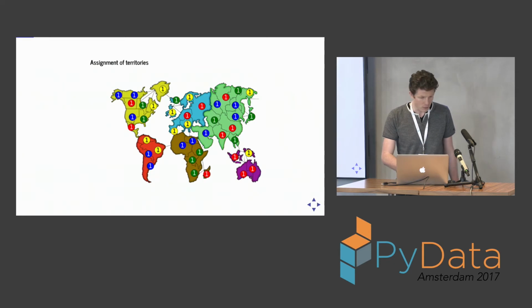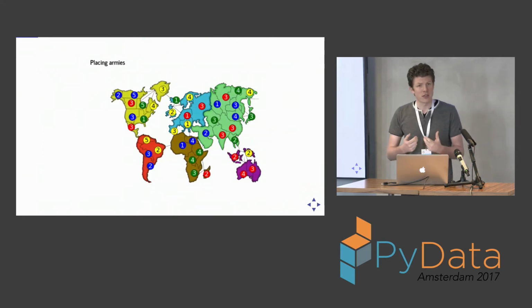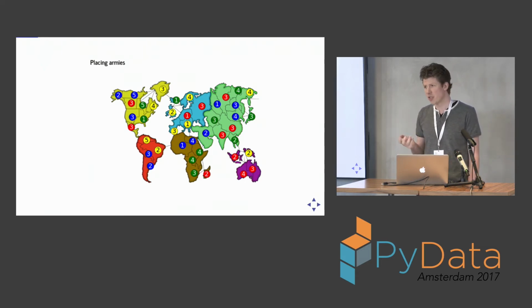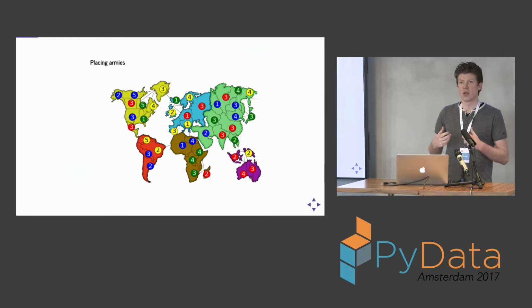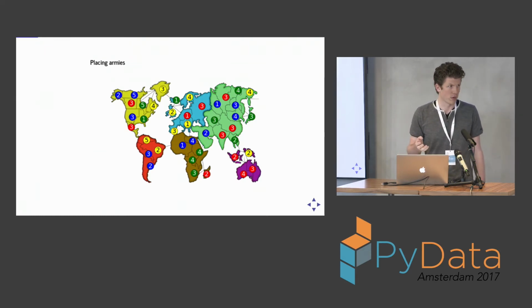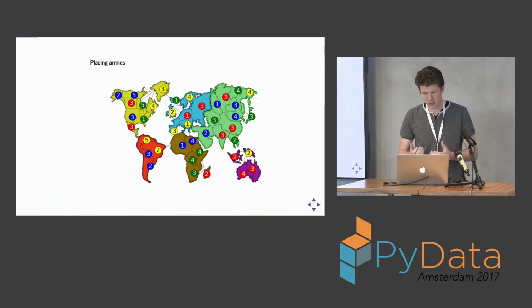And then all the players place a certain number of armies, which depends on the number of players, on each of the regions, such that they all have quite a few armies on the game board. This is when the game actually starts. So people have placed the armies, and now the game starts.